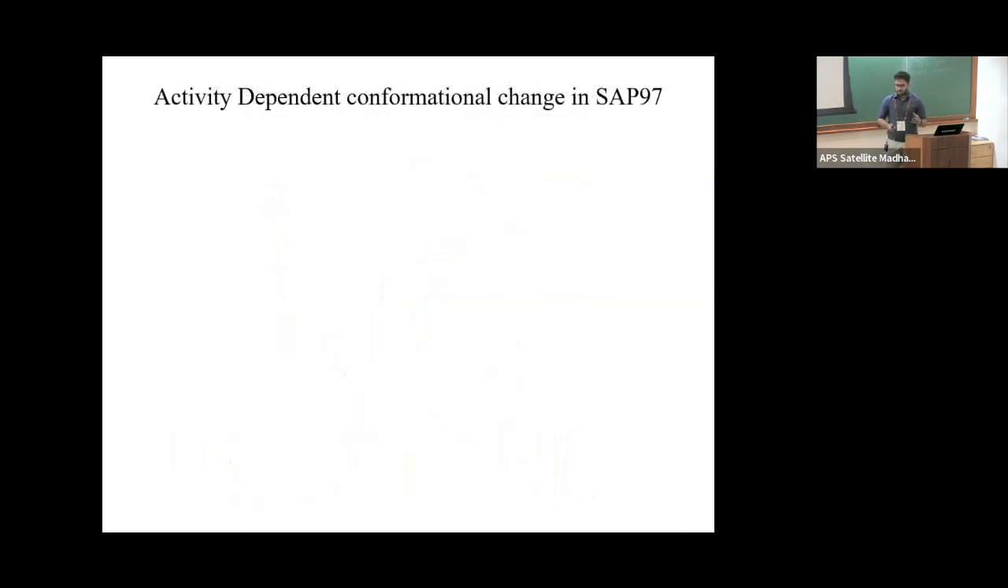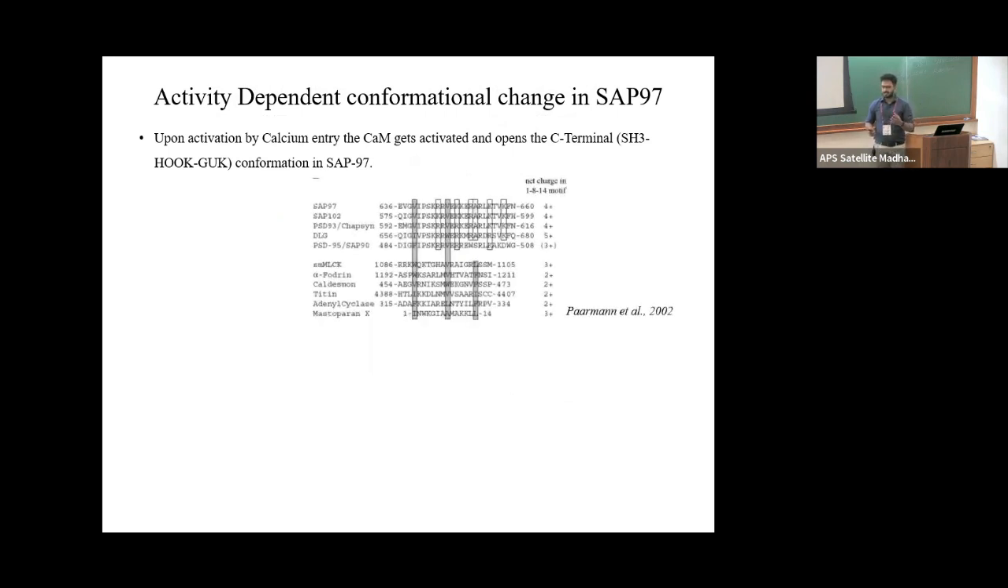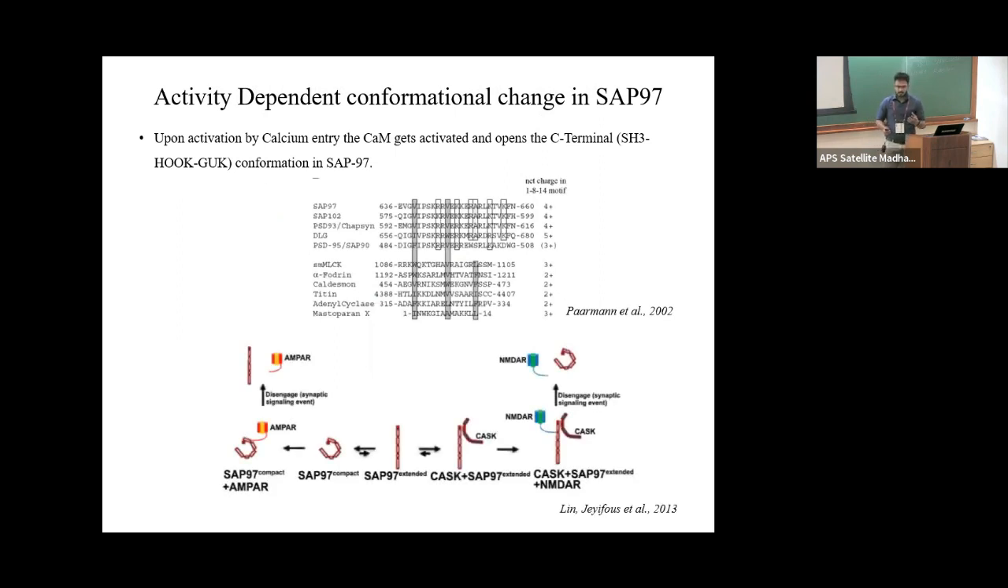Activity-dependent conformational changes of SAP97 were already studied. With activity, the calcium entry is enhanced, and calmodulin is able to bind to the I3 region of SAP97. This was shown by Parmani et al. and also by Lin and Jeffers et al. They showed that based on the interaction, the C-terminus part of SAP97 can interact with the N-terminus part and form a closed conformation. And when this interaction is perturbed, SAP97 can form an extended conformation.